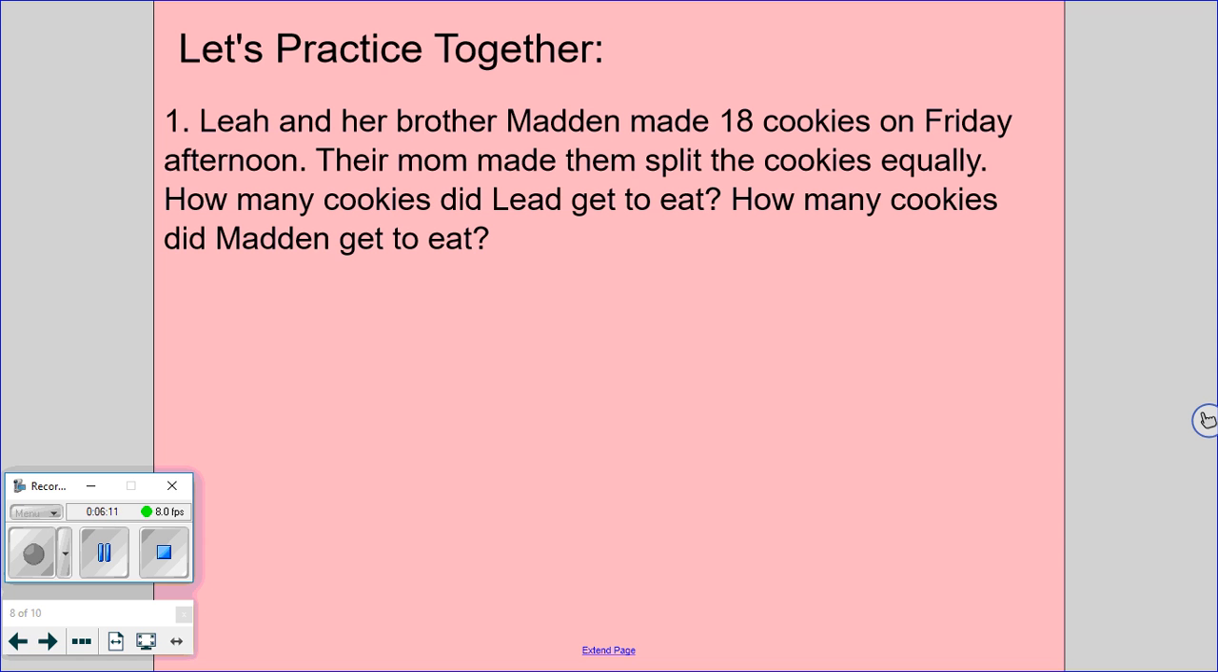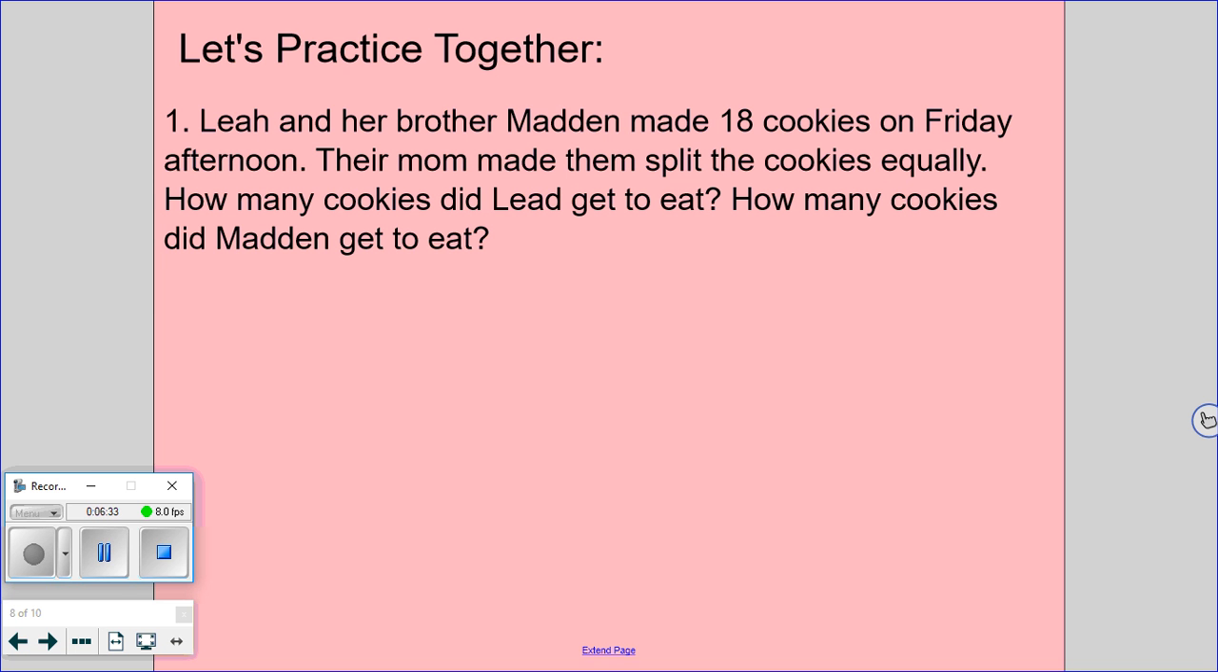Alright, number 1 looks like this. A little bit longer. I'm going to read it to you. It says, Leah and her brother Madden made 18 cookies on Friday afternoon. Their mom made them split the cookies equally. How many cookies did Leah get to eat? And how many cookies did Madden get to eat?